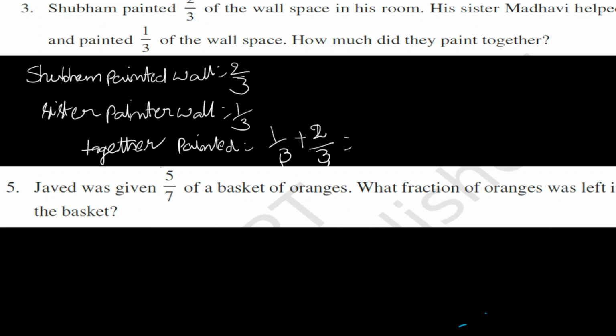These are like fractions. So we can directly add the numerators, 1 plus 2, and retain the common denominator. This is nothing but 3 by 3. That is equal to 1.